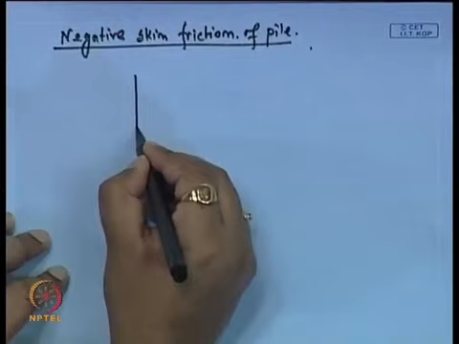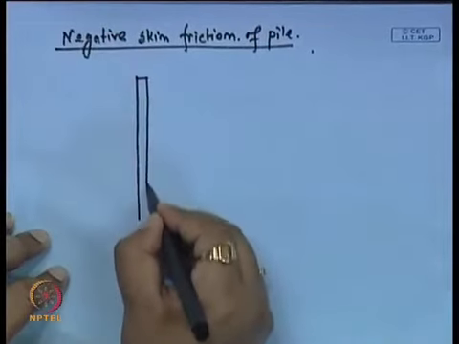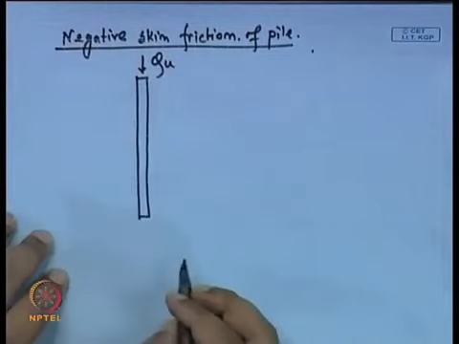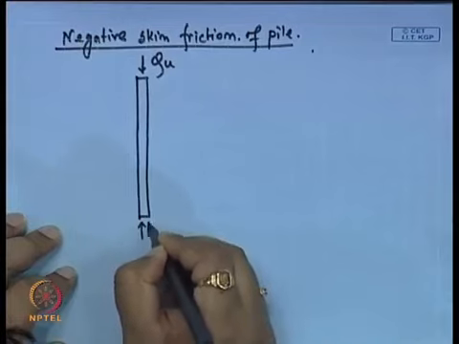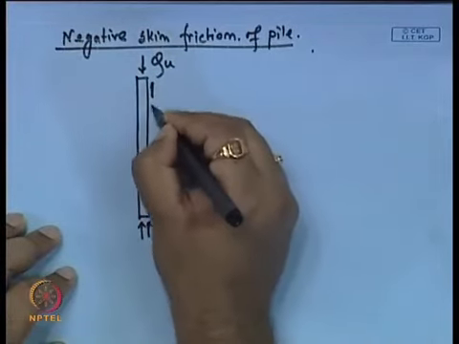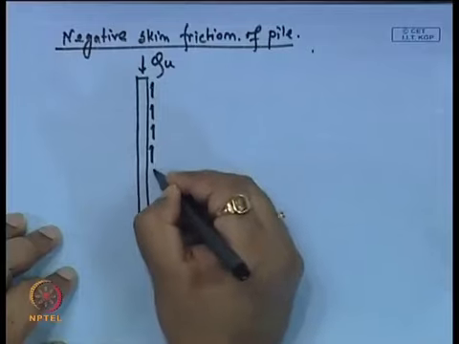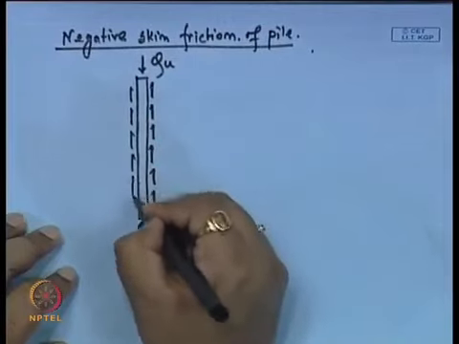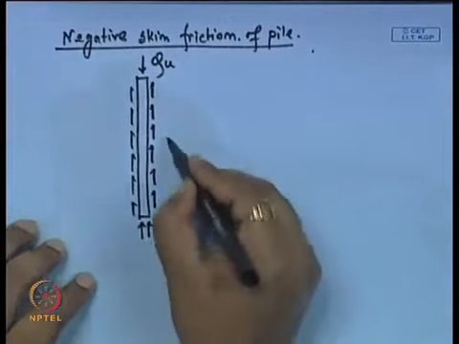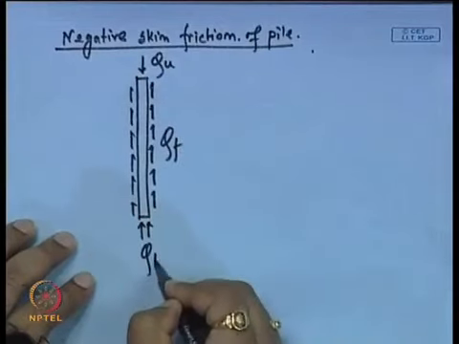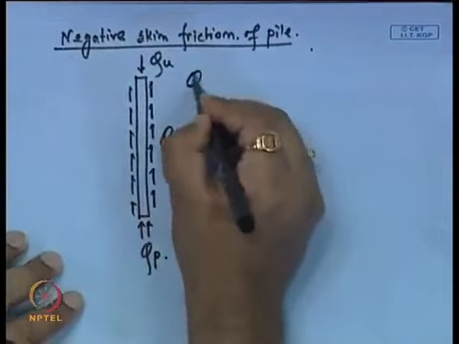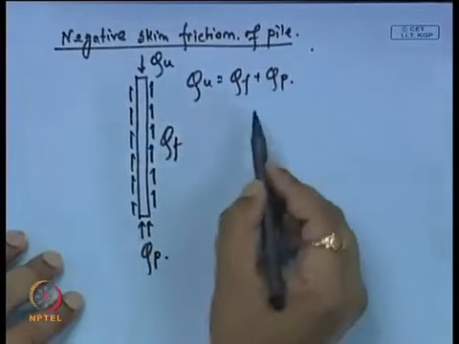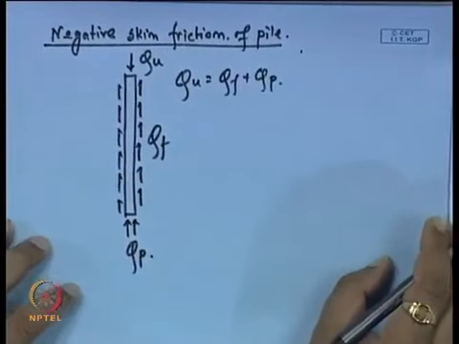Suppose you see here, this is the pile. Normally, you apply the load Qu here. Here we get the tip resistance, and here the friction resistance will act in the upward direction, because the pile will settle downward and the resistance will act upward. So this is the friction part Qf and this is the tip resistance. So our Qu will be Qf plus Qp. This is the traditional pile load carrying capacity calculation.